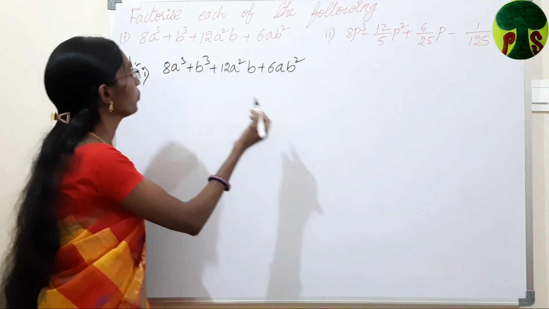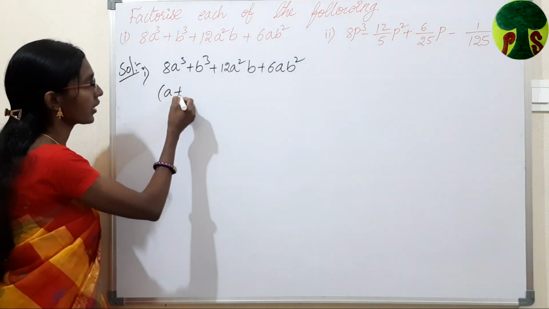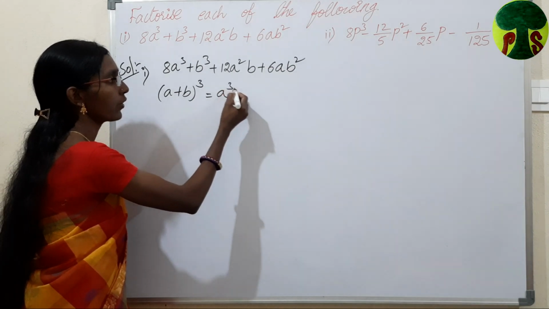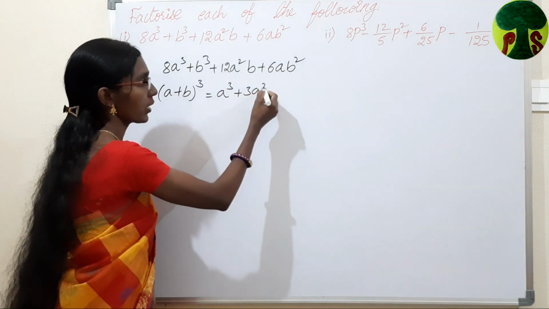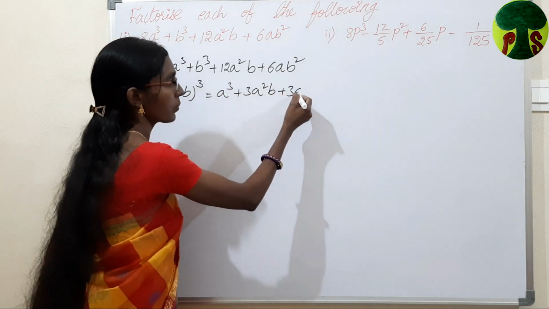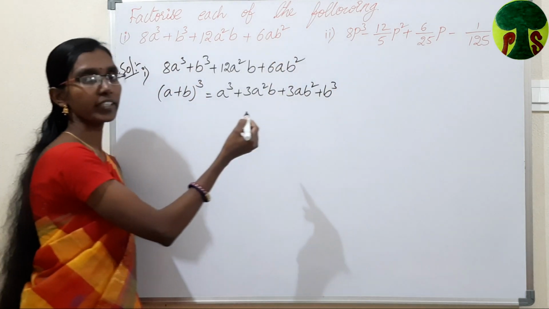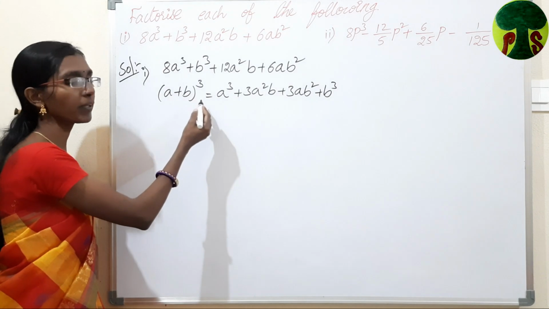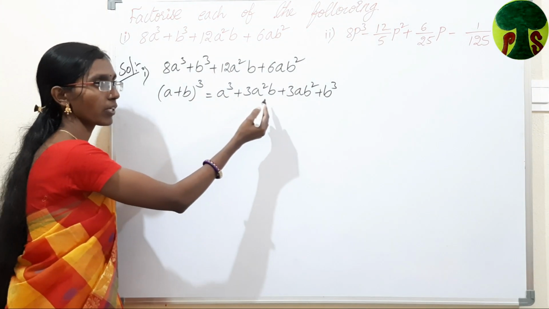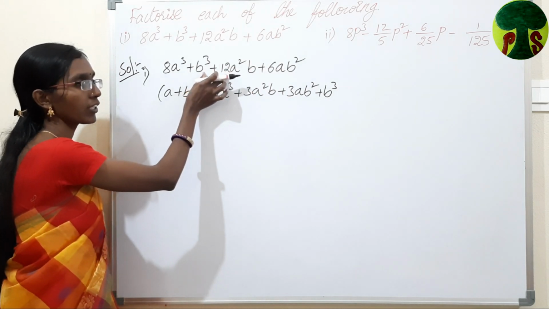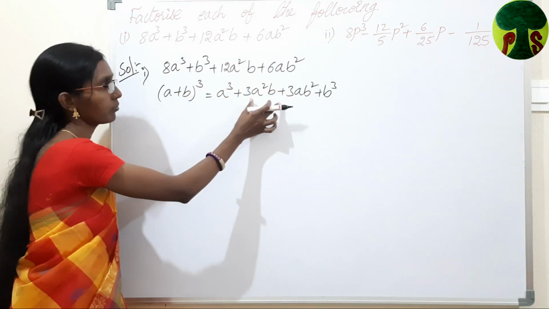We have (a plus b) whole cube is equal to a cube plus 3a square b plus 3ab square plus b cube. The identity is (a plus b) whole cube equals a cube plus 3a square b plus 3ab square plus b cube. We have to convert the given question into this form.